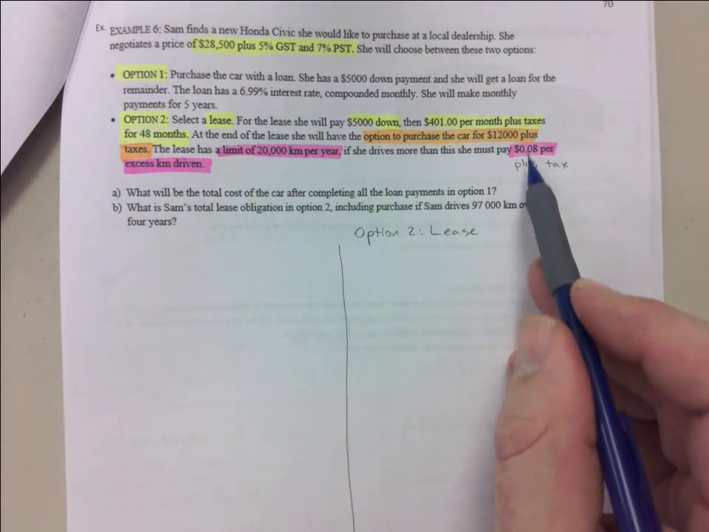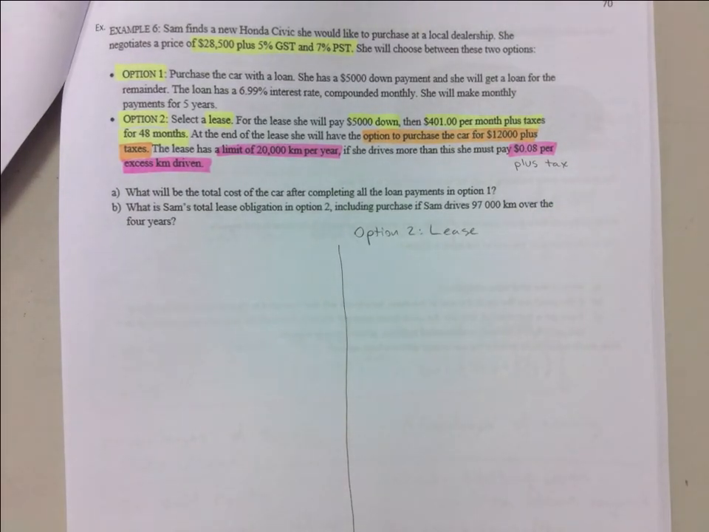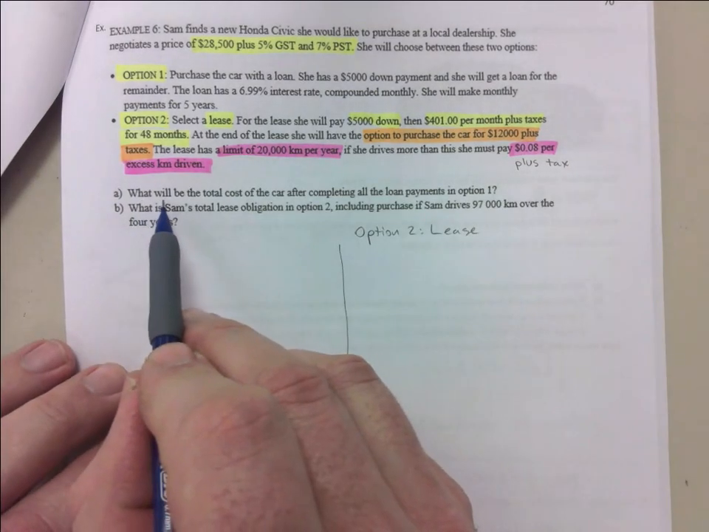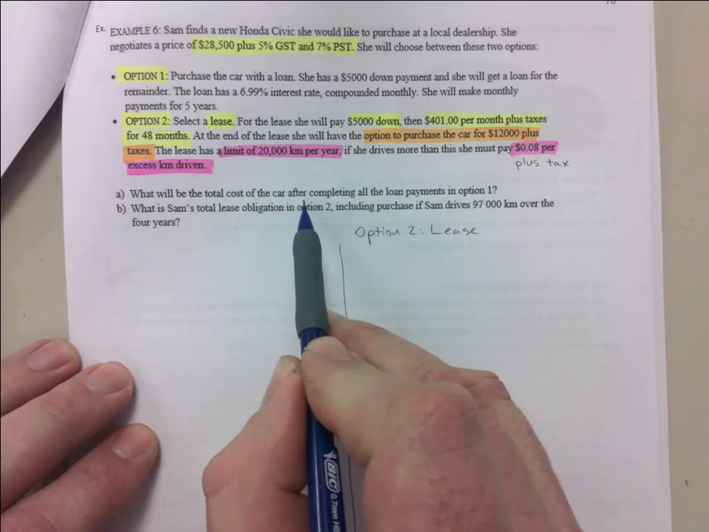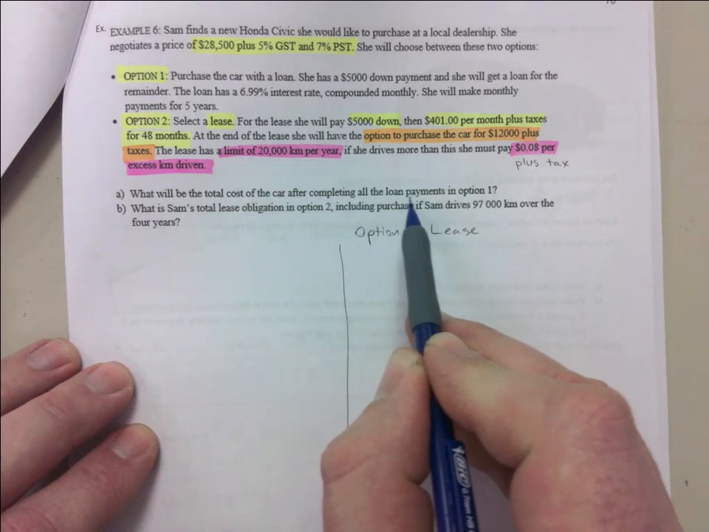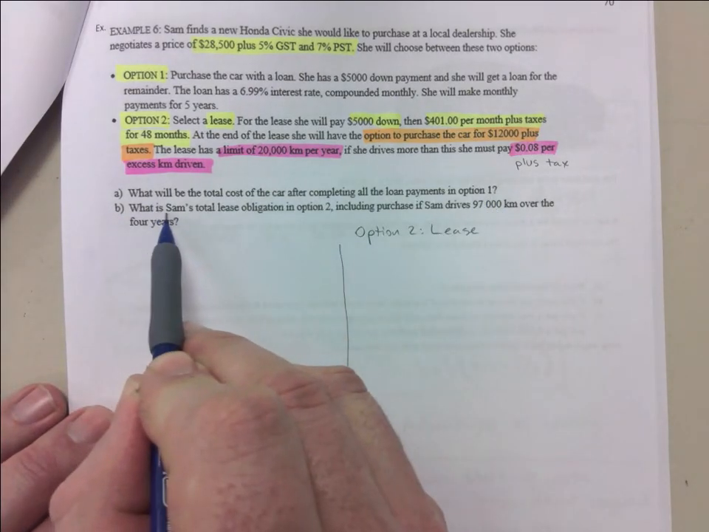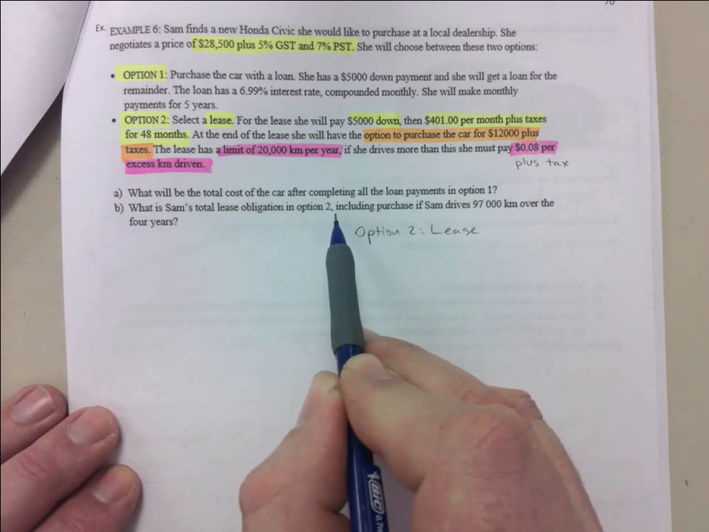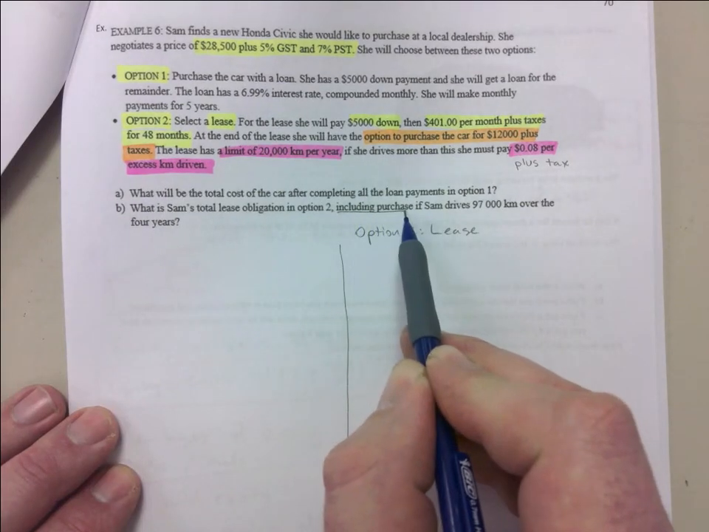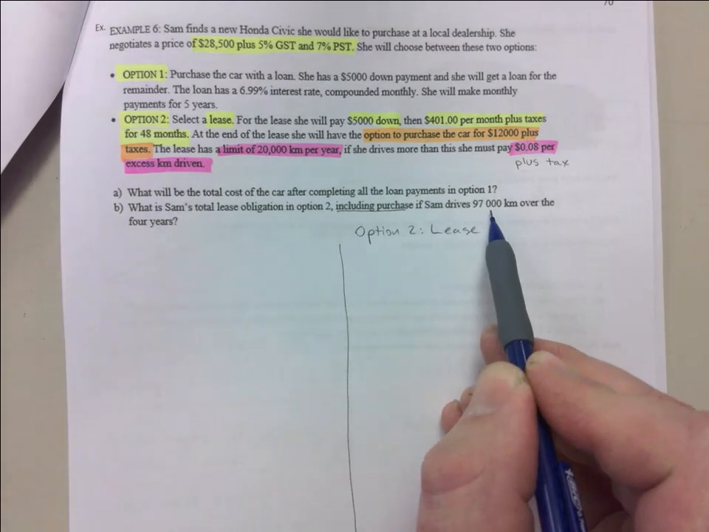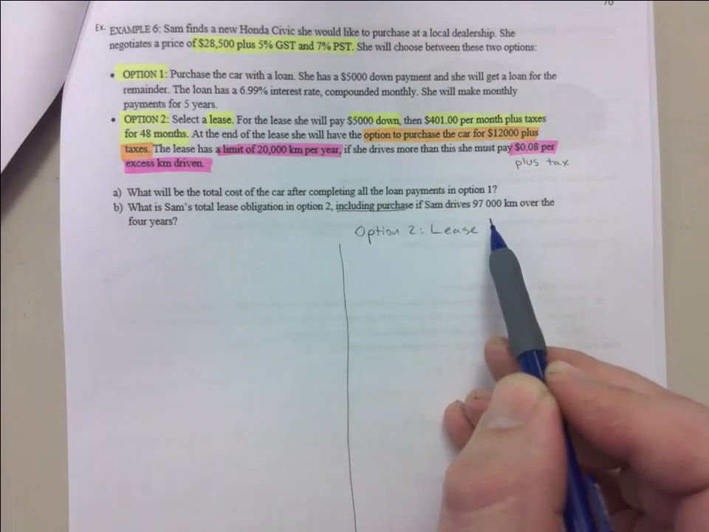Just add the words plus tax. They should have told us whether or not taxes are included. If it doesn't say anything, we're assuming it's not. So let's see. It says, A, what will be the total cost of the car after completing all the loan payments in option 1? We're going to leave that for now. B, what's the total lease obligation, option 2, including the purchase, if Sam drives 97,000 kilometers over the 4 years?